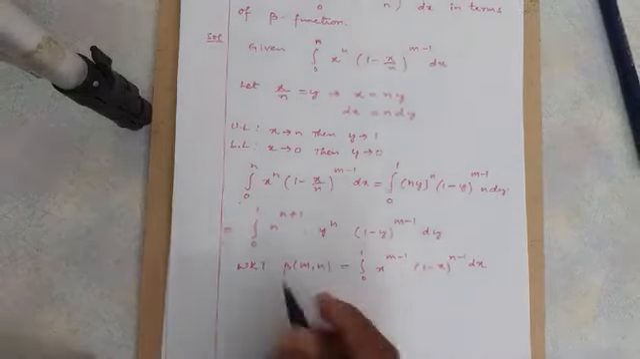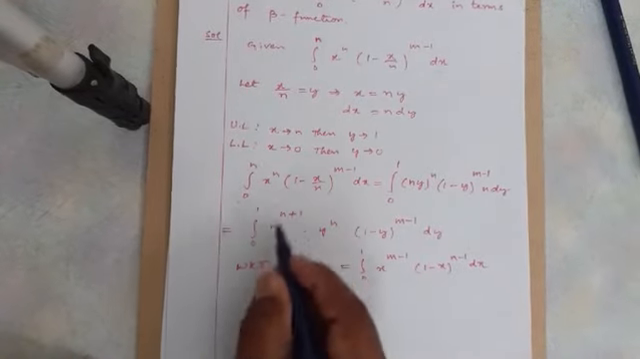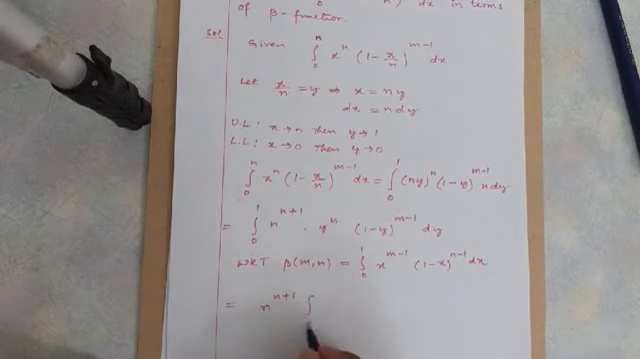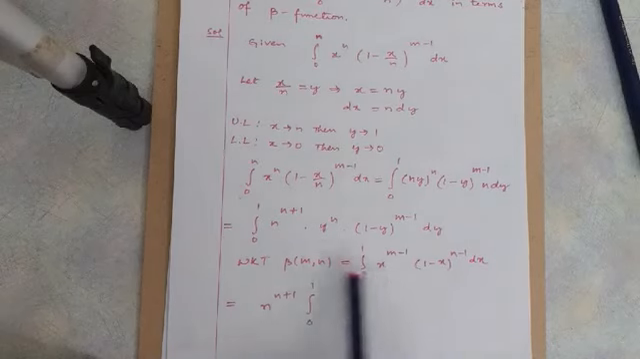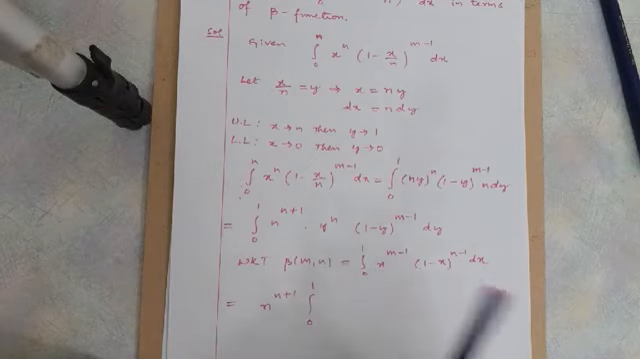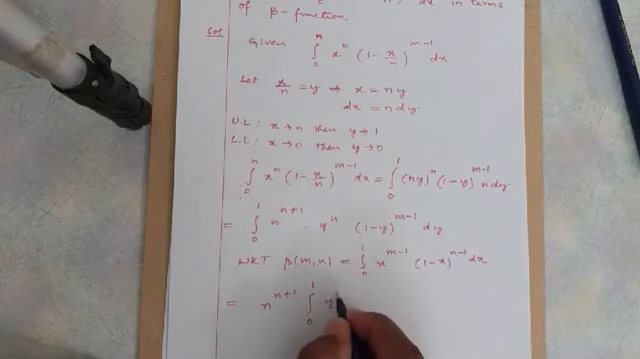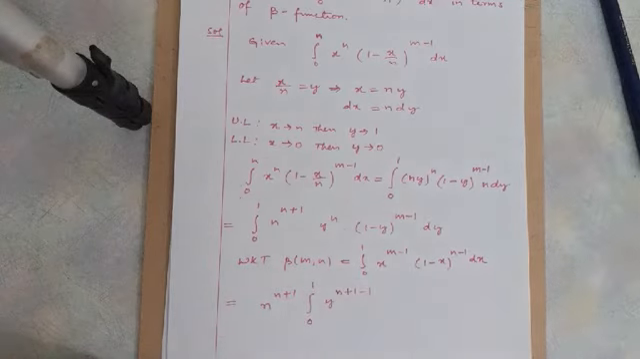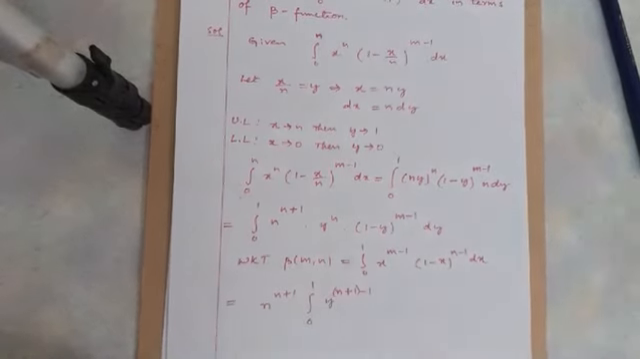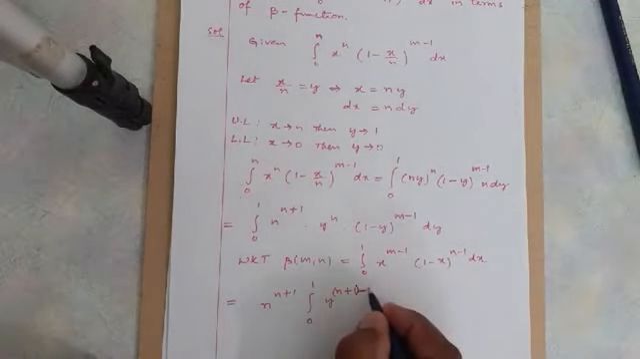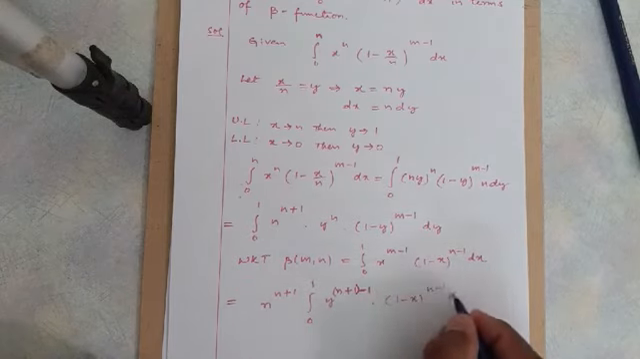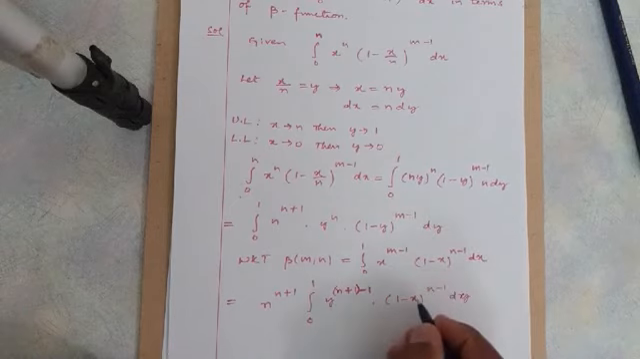Now when you see the given problem, this n power n plus 1 is constant, so I am writing n power n plus 1 as constant. Now when you write this 0 to 1, we want y power n minus 1, and here we have x power m minus 1, so we can write y power n plus 1 minus 1. I am adding and subtracting with 1. So I can write n plus 1 in bracket, then n plus 1 minus 1, and then we have 1 minus x whole power n minus 1 dx. We have dy here. Here this is y.